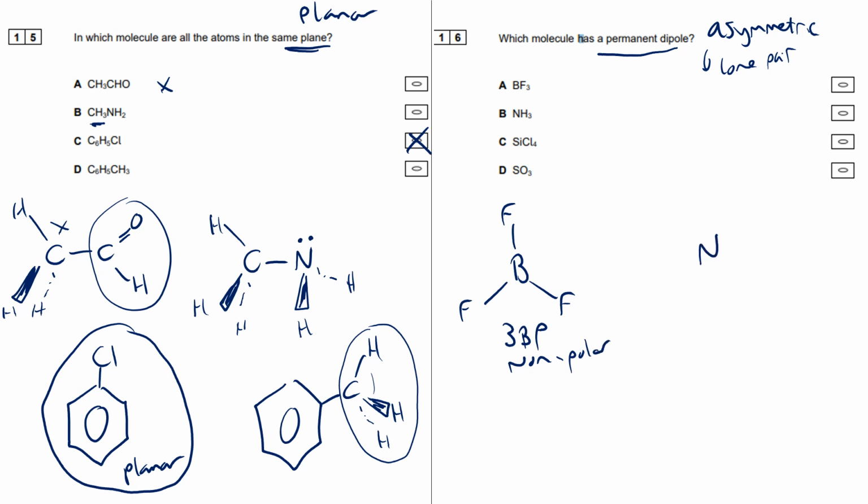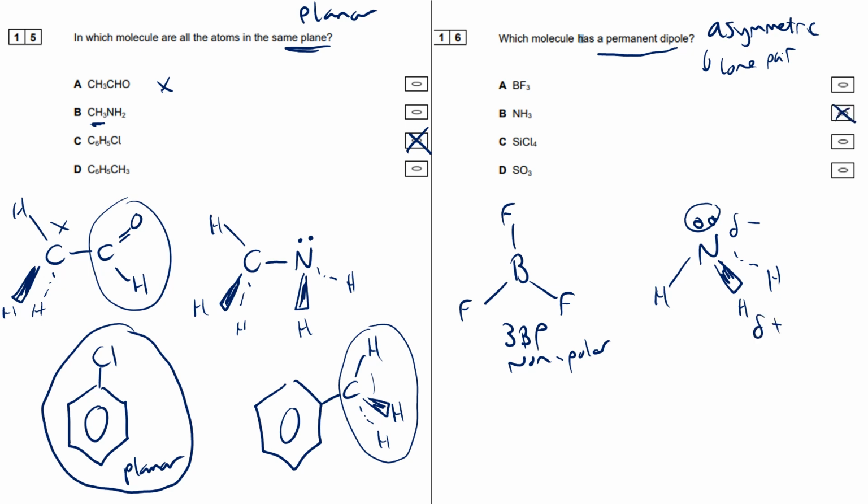NH3, nitrogen's in group 5, it's formed 3 bonding pairs, so 3 of its outer electrons are involved in bonding, therefore there's a lone pair left over. That means NH3 has a lone pair, ammonia is a polar molecule.